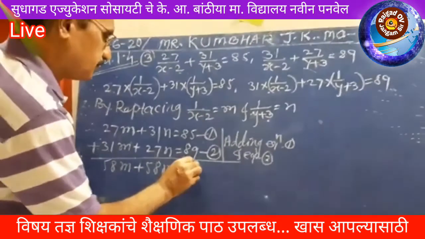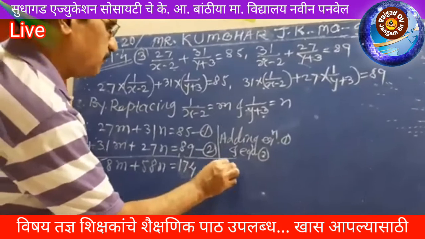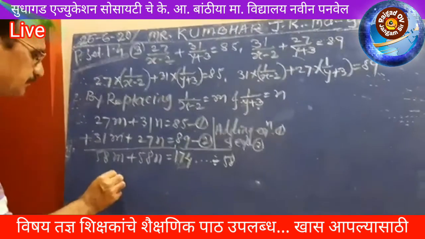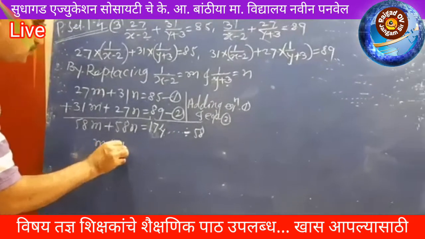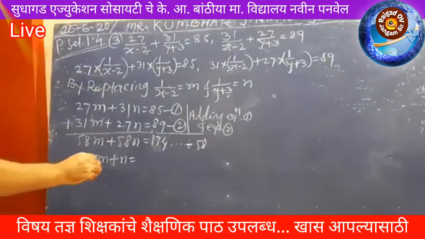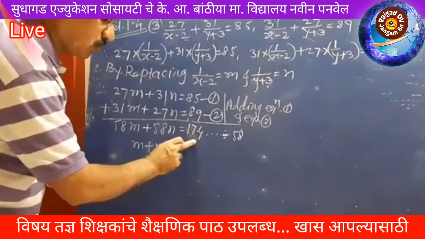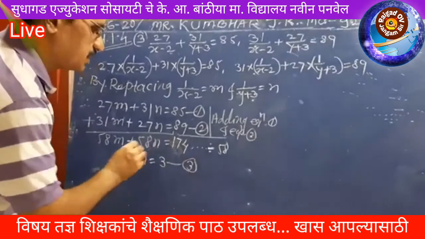174. Divide both sides by 58. We get m plus n. If we divide both sides by 58, 58 threes are 174, that is, m plus n is equal to 3, which is equation number 3.